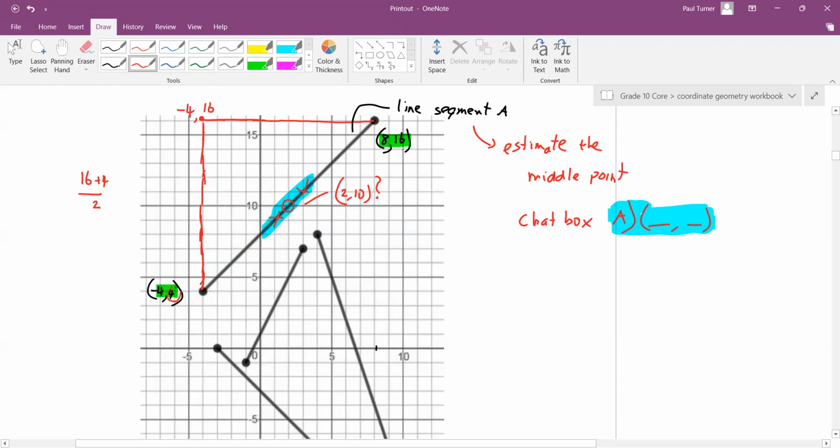So this is 4, and this is 16. And 16 plus 4 is 20. 20 divided by 2 is 10. Well, that looks all right. That's 10. So we draw across here. There.